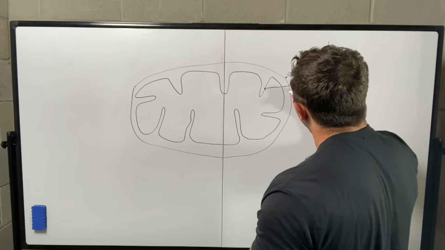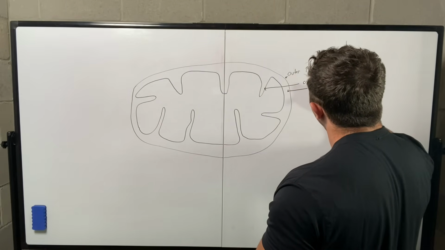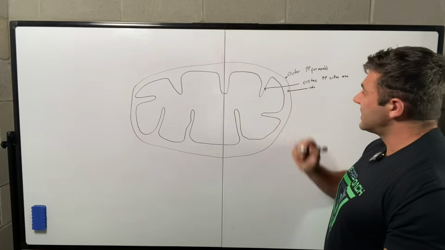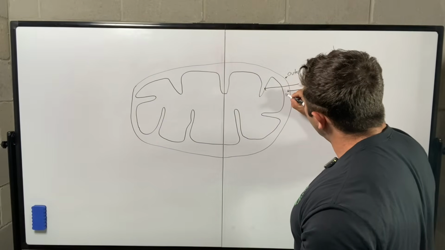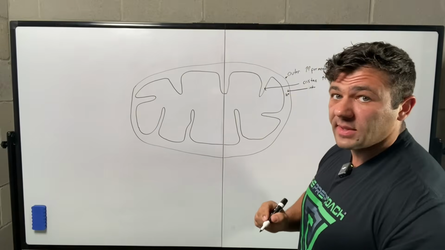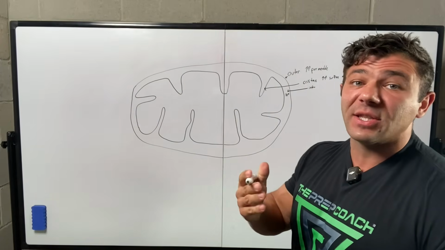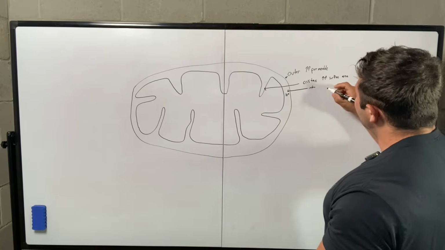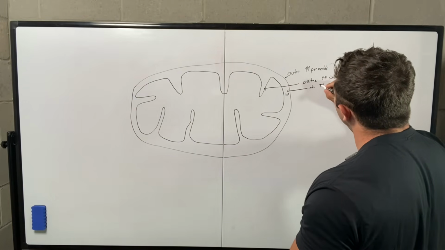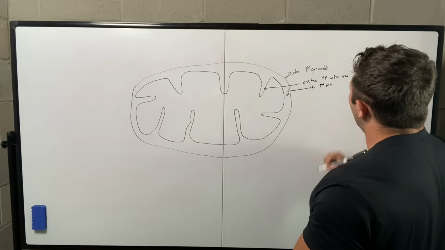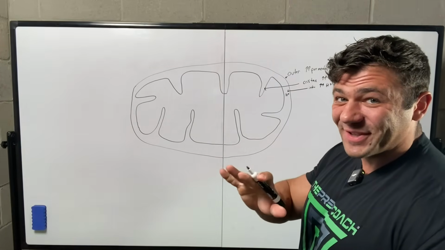So then in here we have the intermembrane space. What's important about this intermembrane space is it's very high in protons, which is going to make sense once we get to the electron transport chain, how SS-31 works, and all that kind of fun stuff. So that intermitochondrial membrane has a high amount of protons.